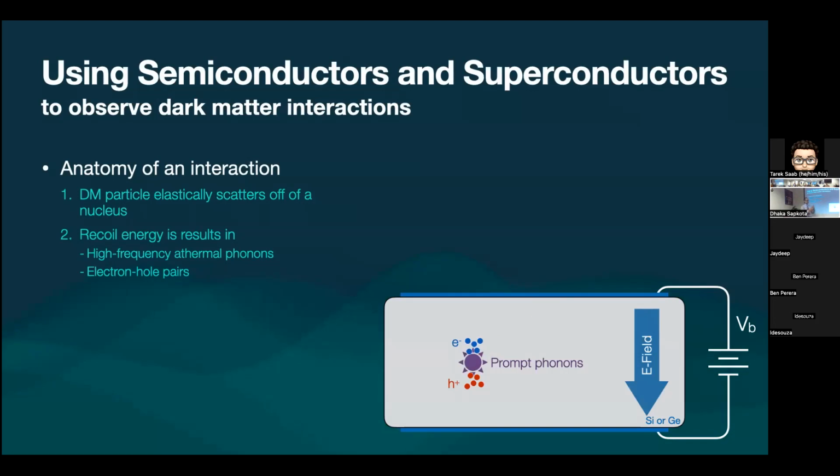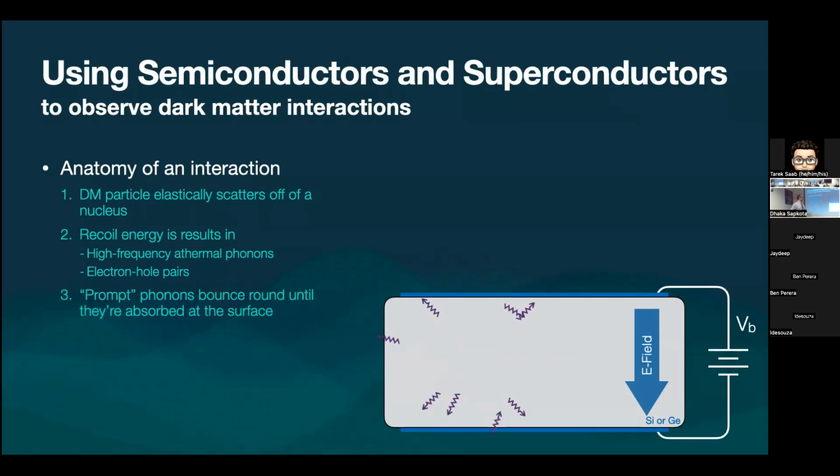The recoiling nucleus will have enough energy to excite electrons and holes. We apply an electric field across it, and then you can measure that. At the same time, because you're in a solid material, the recoiling nucleus will create a population of phonons. Those phonons will bounce around and eventually reach a surface where they can be absorbed. Both of these techniques give you an independent measurement of the energy that got deposited in the detector. Now the question is, why do you want to measure the same thing twice?